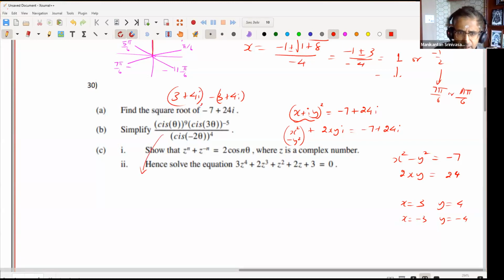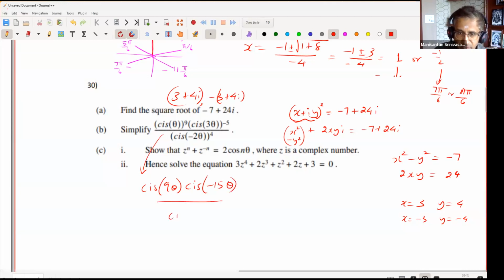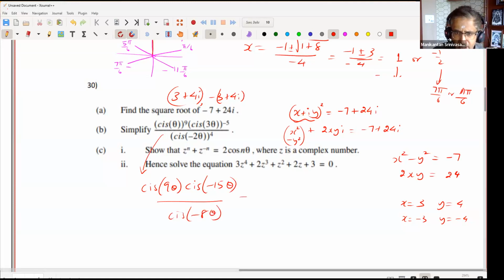Okay, simplify. So this is cis 9 theta. And this is cis of minus 15 theta. So cis works like your log pretty much, right? Upon cis of minus 8 theta. So this is, cis works like e power, sorry. So cis of 9 theta minus 6 theta by cis of minus 8 theta, which is cis of 2 theta. Okay, that's clear. Question 30b. Show that z power n plus z power minus n is 2 cos n theta.